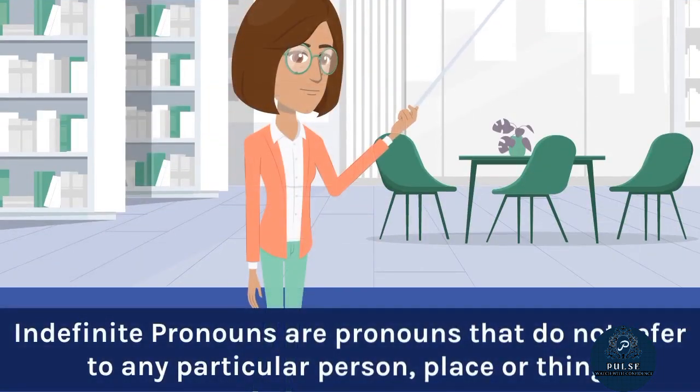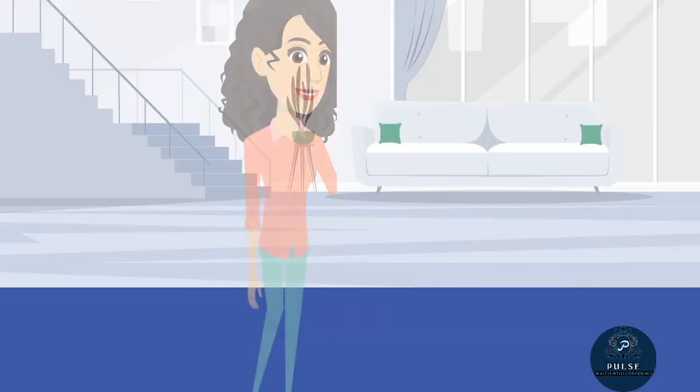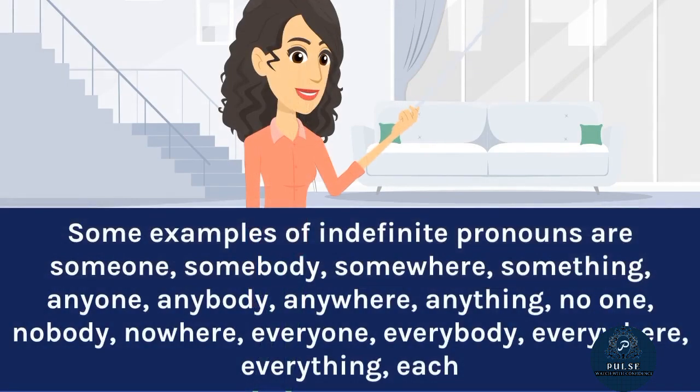Indefinite pronouns are pronouns that do not refer to any particular person, place or thing. Some examples of indefinite pronouns are someone, somebody, somewhere, something, anyone, anybody, anywhere, anything, no one, nobody, nowhere, everyone, everybody, everywhere, everything, each.